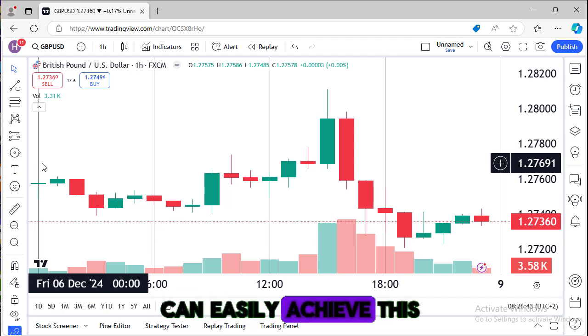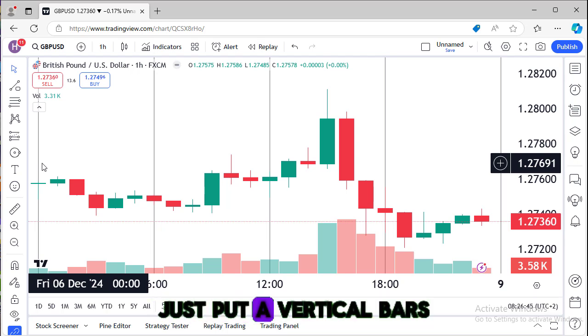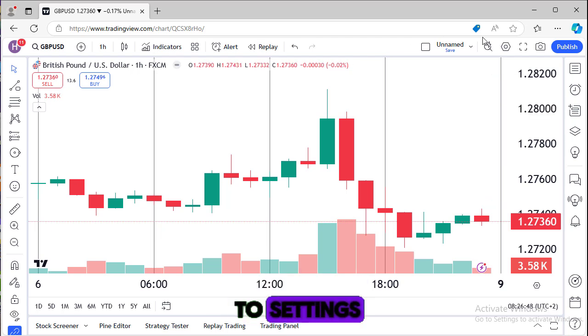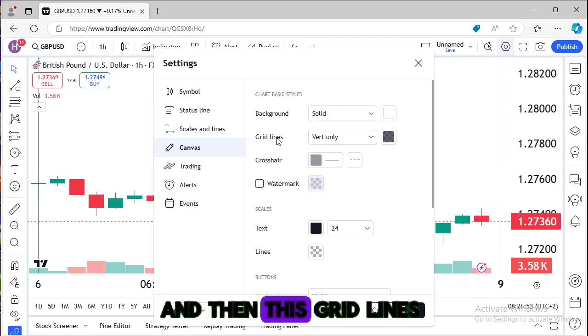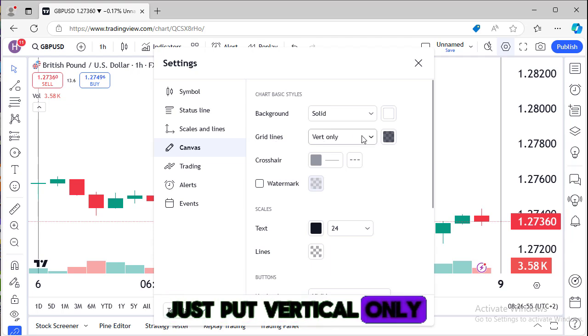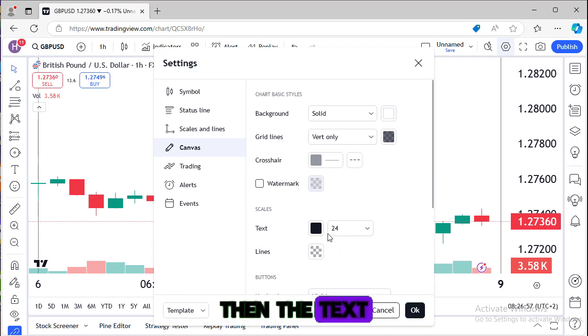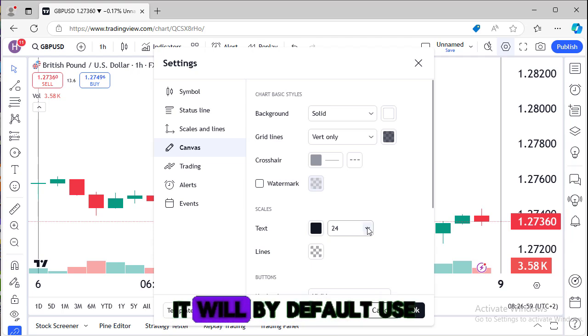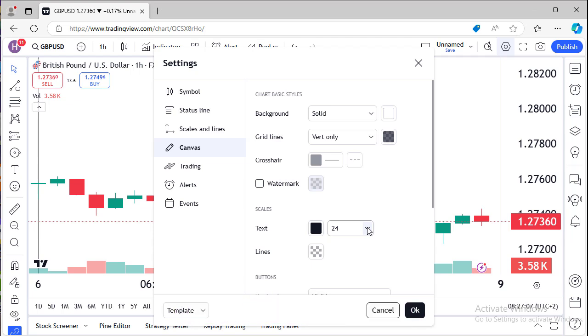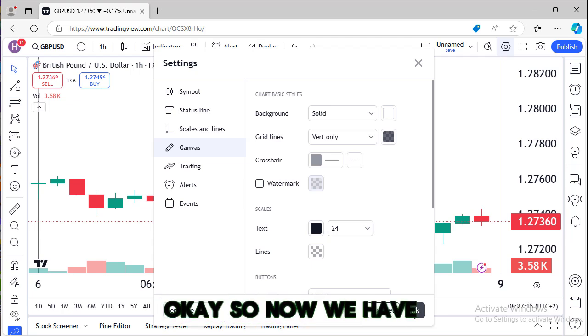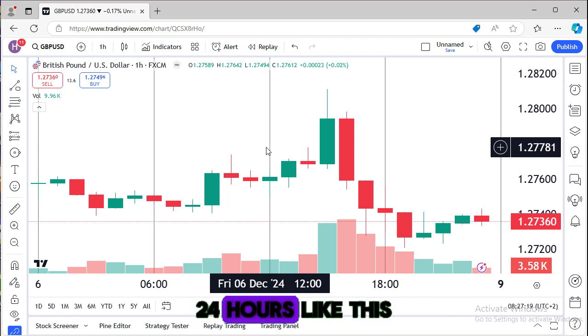You can easily achieve this through settings. Just put vertical bars. That is, you go to settings, and these grid lines, just put vertical only. Then the text, if you change it to 24, it will by default use 24, 24. I'm actually doing this on TradingView so that I can show you, so I can go into the past and see it into the future. You will get it all in a moment. It's quite simple, right? Okay. So now we have 24 hours like this.